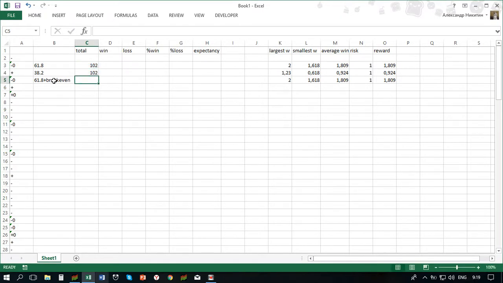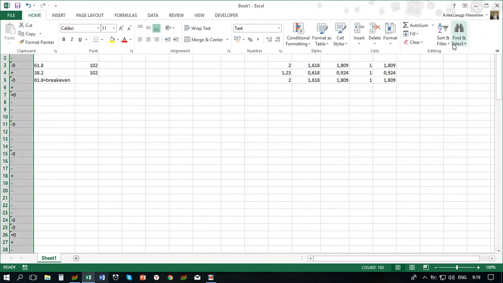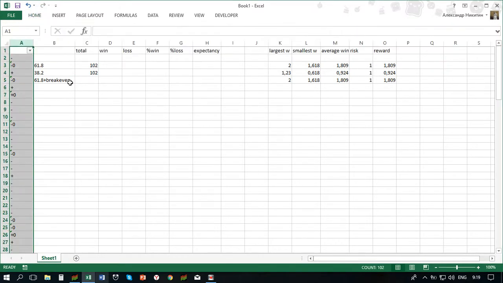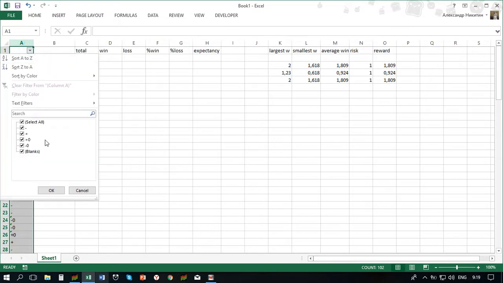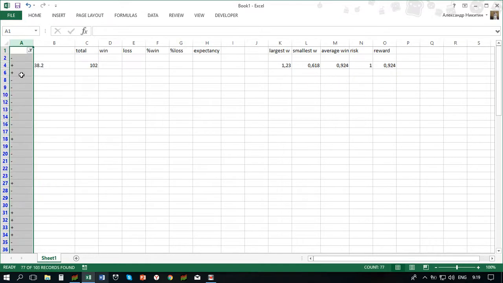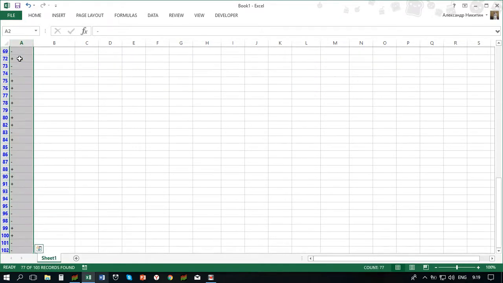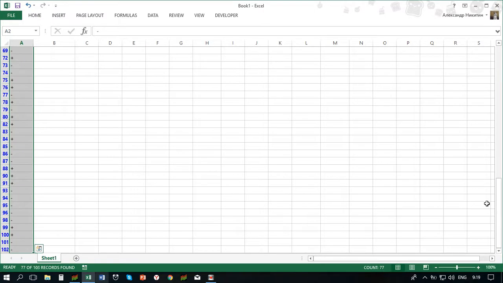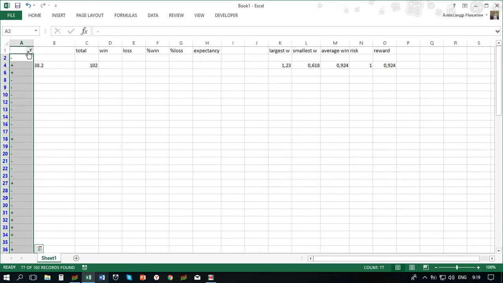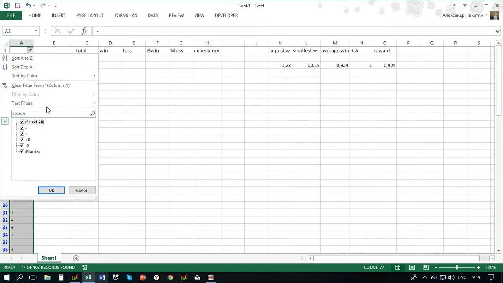And for this, it is a bit different. 618 plus break even, it looks this way. Format and filter. We should only calculate those that are not zeros, because if you have 0, this means that you actually had no trade. When you have 0, it equals having no trade. 77 trades with this.